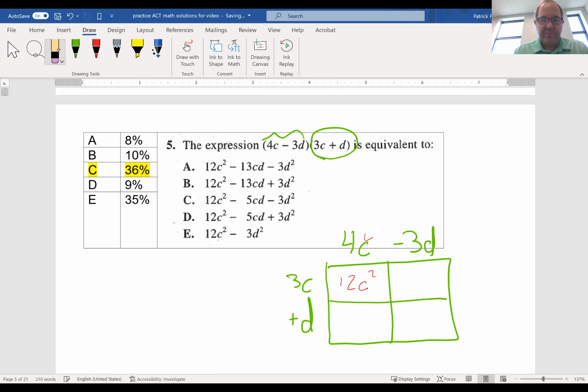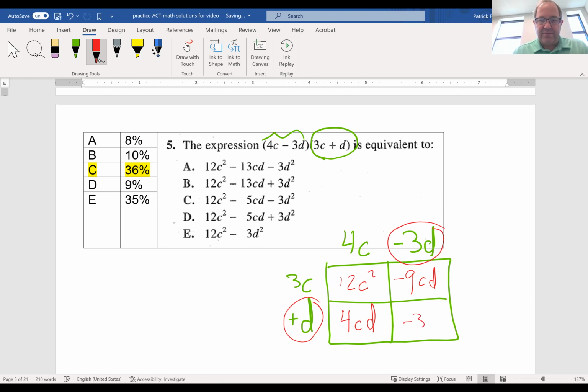Okay. And then we're going to multiply these two together. -3 times +3 is -9. And then C times D is CD. All right, we're just kind of multiplying as we go here. Then I'm going to multiply these two. 4C times D. I think that's going to be 4CD.